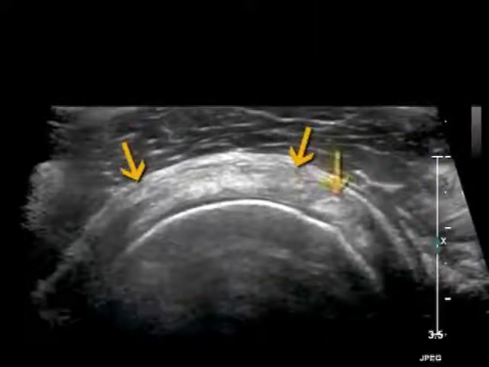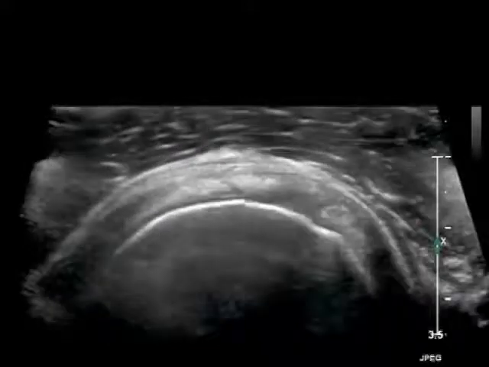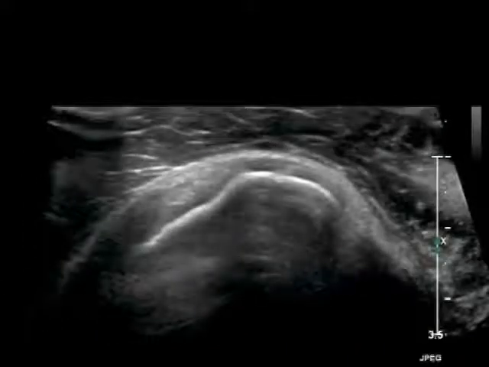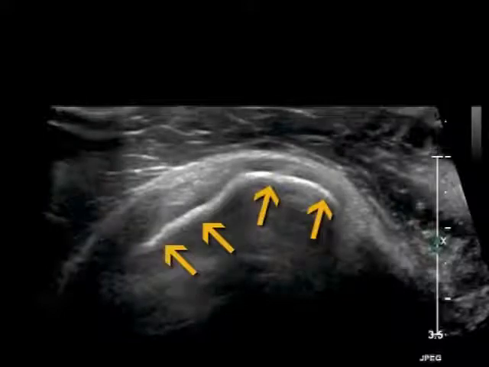Also note the intra-articular portion of the long head of the biceps brachii tendon at the anterior aspect of the supraspinatus in the rotator interval. As the transducer is moved distal relative to the supraspinatus, the superior facet and middle facet of the greater tuberosity will appear as the tendon fibers normally taper at their insertion.